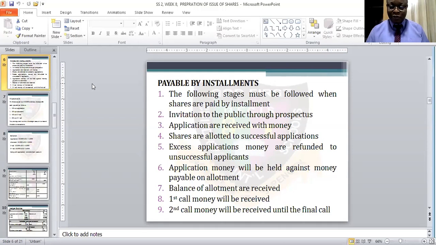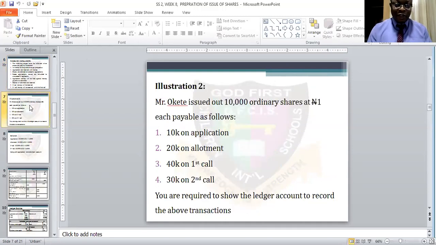Then application money must be set against money payable on allotment. Then the balance on allotment will be received. First call money will be received, and second call money will be received on the final call. So that is it. Then we have the question here.